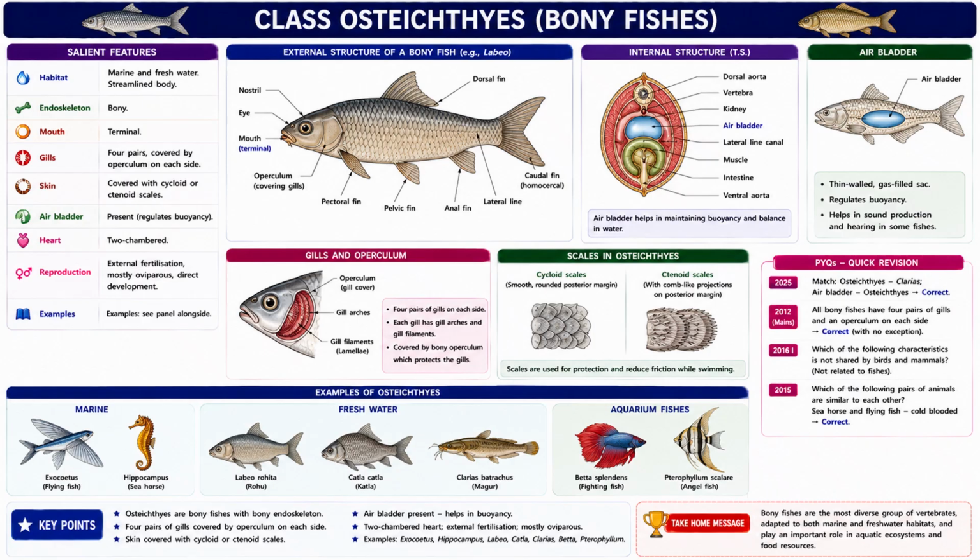Okay, scales in the Osteichthyes: one type is cycloid scales and the other is ctenoid scales. The air bladder can also be seen here, that is what helps them swim.